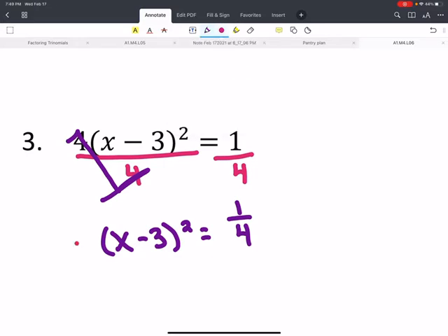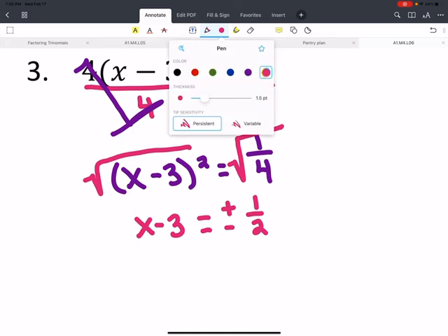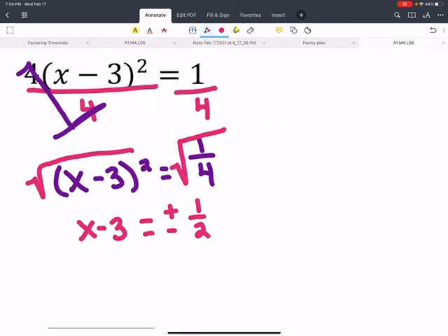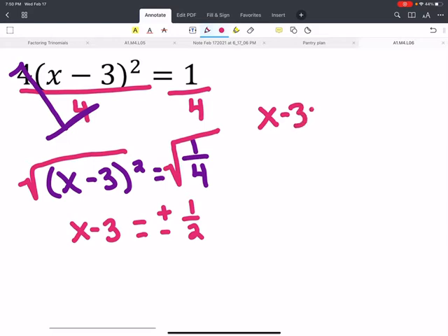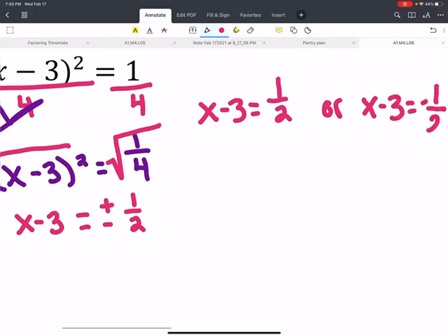Okay, and then the only thing I can do on that side is take the square root. If I do it on the left side, I have to do it on the right side. So on the left side, that leaves x minus 3 equals... Now, the square root of 1/4 is 1/2. But again, I have to consider positive 1/2 and negative 1/2. Okay, so I'm going to set this up two ways. x minus 3 equals 1/2, or x minus 3 equals negative 1/2.